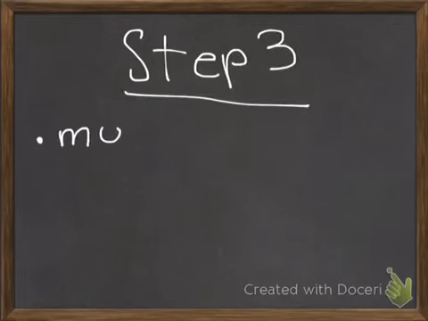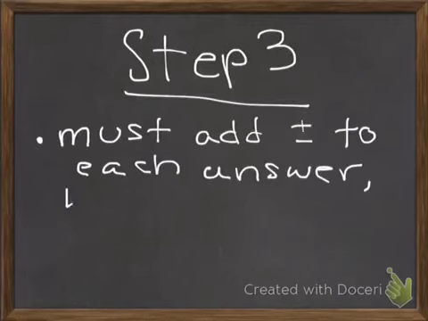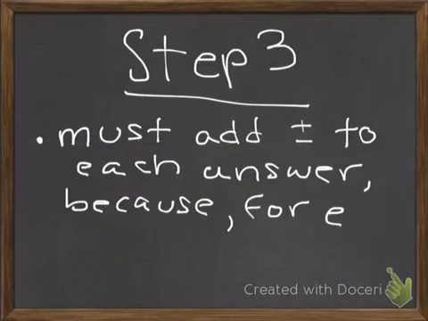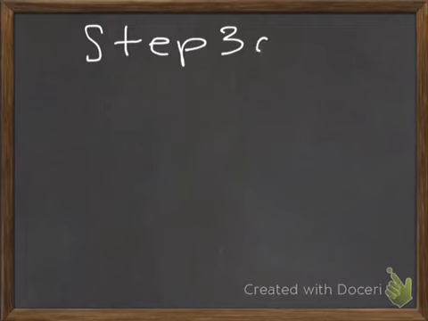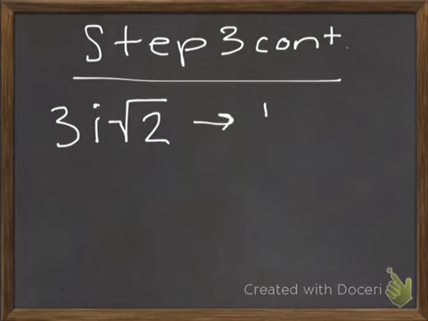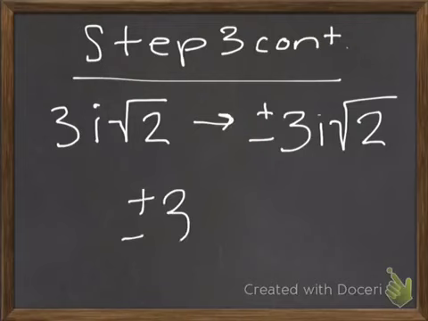Now for step 3, we're going to add a plus or minus to the answer, because, for example, 2 times 2 equals 4, and -2 times -2 equals 4. And since we're not solving, just simplifying, both answers would be correct. So you have to make it positive and negative. So 3I radical 2 would become plus or minus 3I radical 2, and your final answer would be plus or minus 3I radical 2.